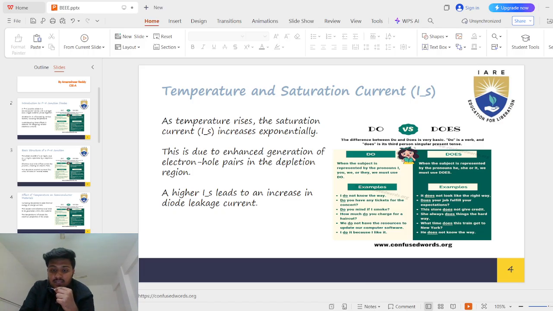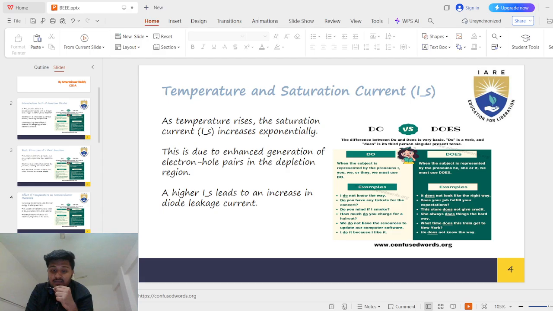Temperature and saturation current. When the temperature of the diode increases, more energy is available for the atoms in the semiconductor. This extra energy causes more electrons and holes to be created inside the material. Because of this, the saturation current, which is the small current flowing through the diode even when it is reverse biased, increases very quickly with temperature.